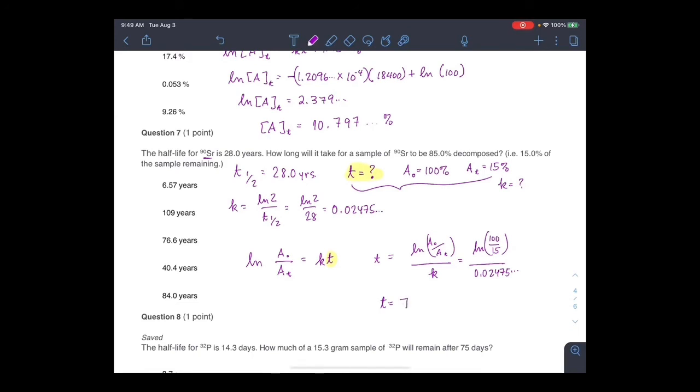I am getting 76.635. I'm in years, so that answer is in years. That means in about 76.6 years, a little over 76.5 years, there will still be 15% of that strontium-90 left and radioactive.